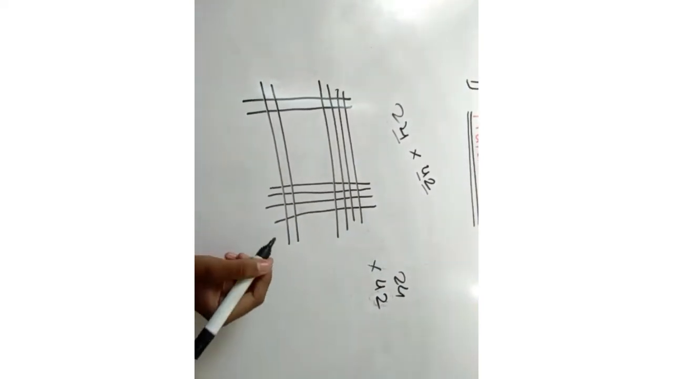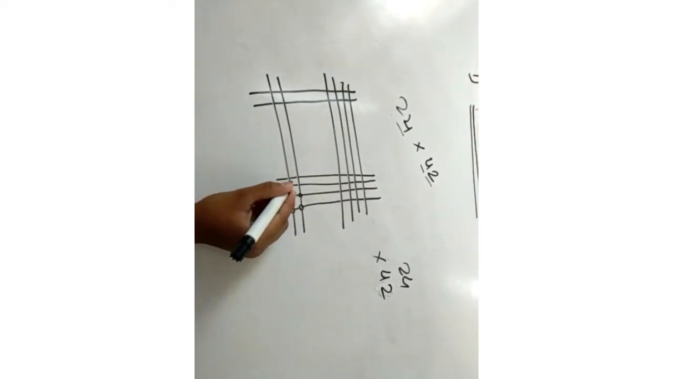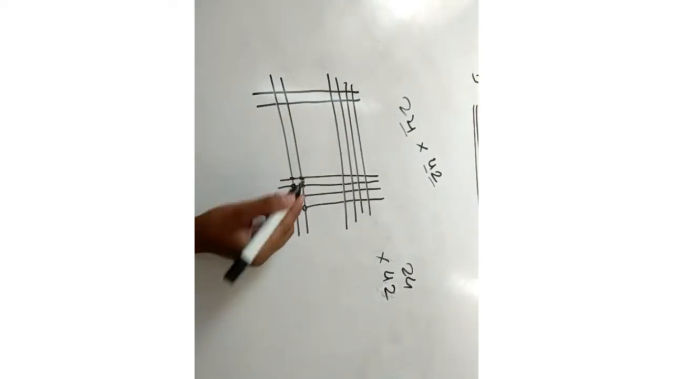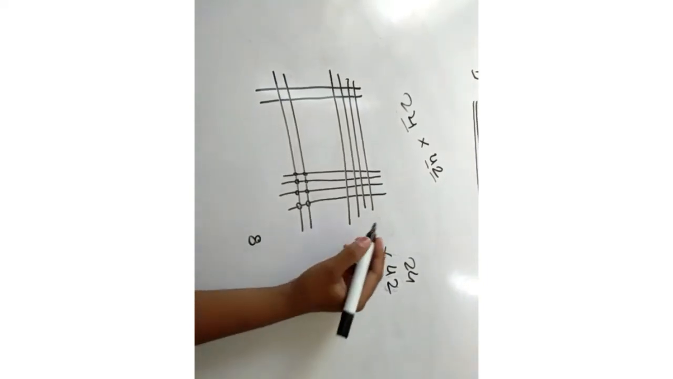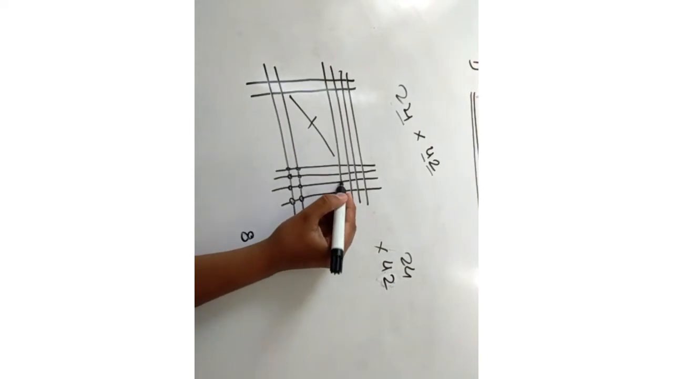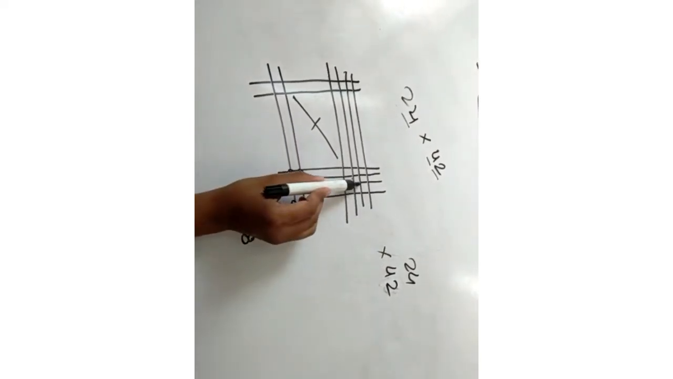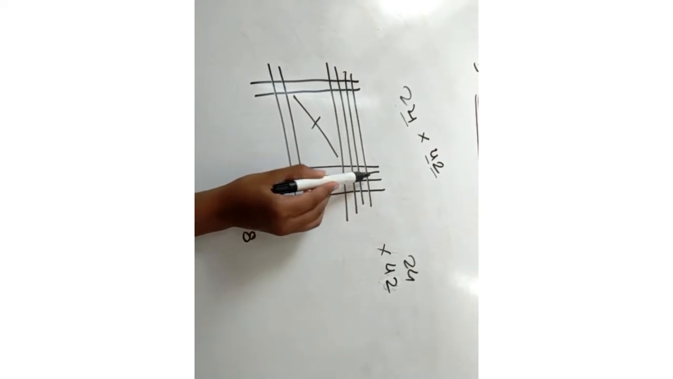Now we just have to count the points, 1 2 3 4 5 6 7 8. So we will write 8 here. Now we will count these 2 points and add them, 1 2 3 4 5 6 7 8 9 10 11 12 13 14 15 16.